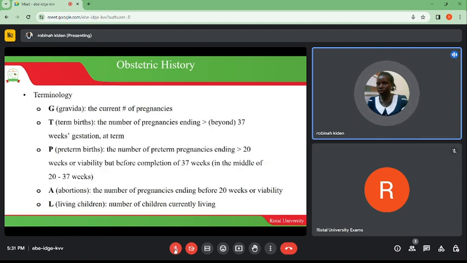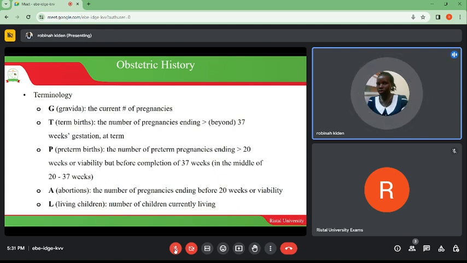Let's continue with the obstetric history. Let's look at terminologies. We have already talked about gravida. This one refers to the current number of pregnancies. So, like I told you, when the person is pregnant for the fourth time, we consider it as gravida 4. Why? Because she is pregnant for the fourth time.